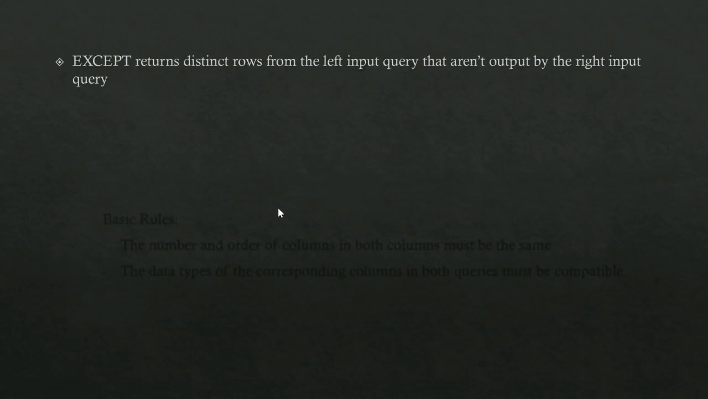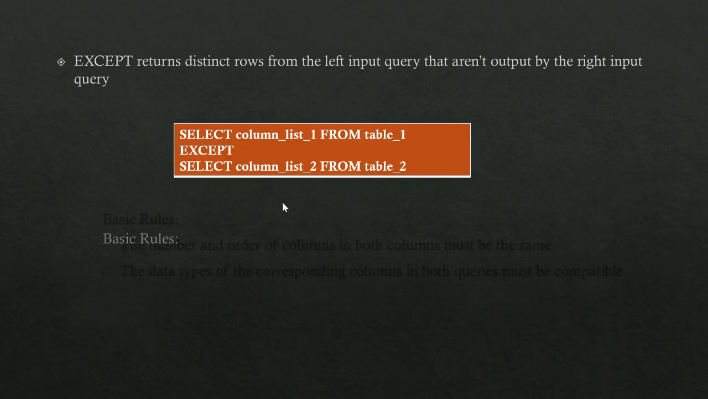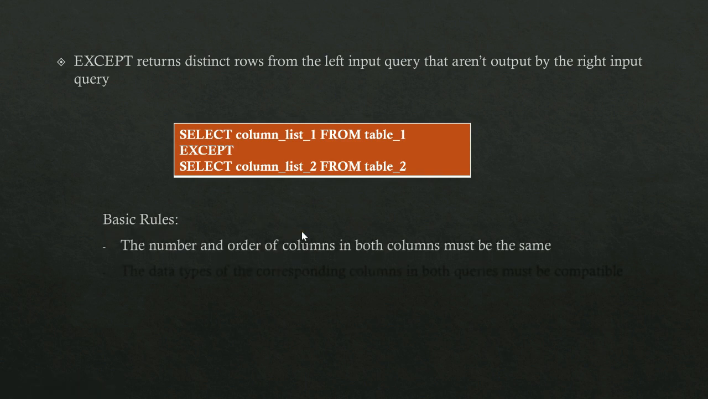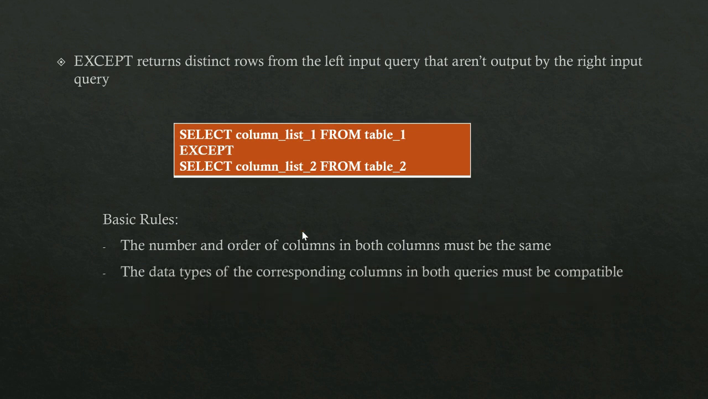Except returns distinct rows from the left input query that aren't output by the right input query. And the syntax is almost similar to minus. We just need to change the minus to except. And the basic rule is also much the same: the number and order of columns must be the same, and the data types must be compatible also.